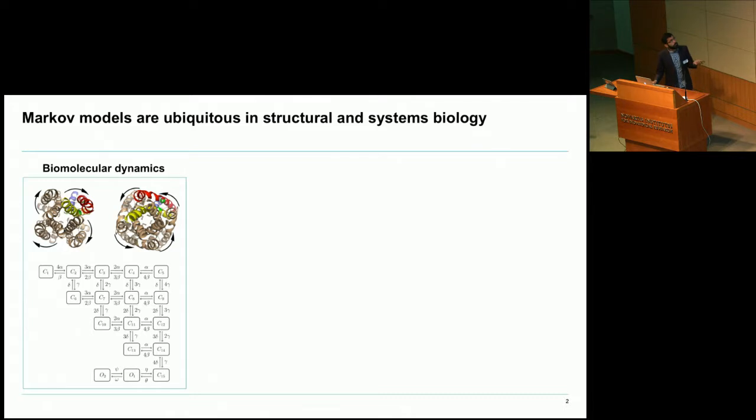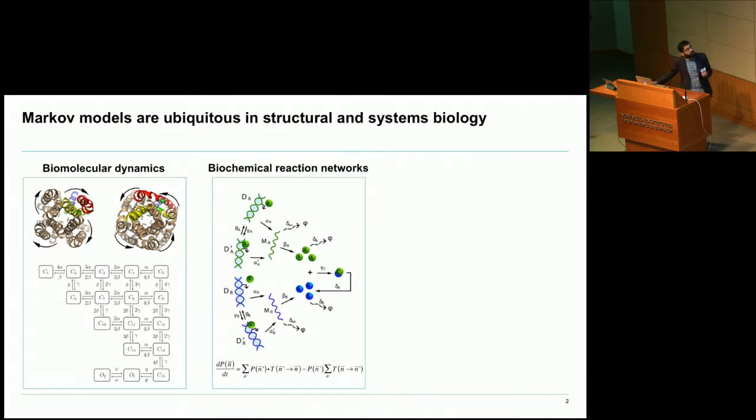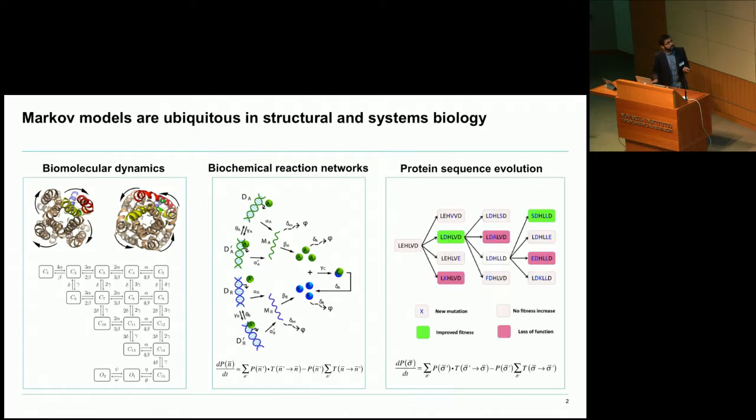So as most of you know, Markov models are ubiquitous in both structural and systems biology. A lot of talks here have been about understanding dynamics amongst metastable states of biomolecules. But we're also interested in Markov models, let's say in biochemical reaction networks, where you're trying to figure out how genes are expressed from the DNA. And more recently in understanding how protein sequences evolve.